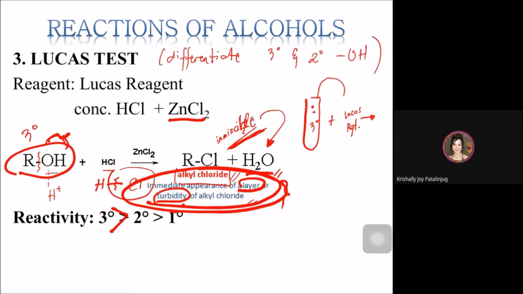But with primary alcohol, it is least reactive or not at all. As in, it gives no reaction at room temperature. No sign of turbidity, no sign of layering. Okay? In the test tube, nothing. It is not reactive to Lucas reagent.